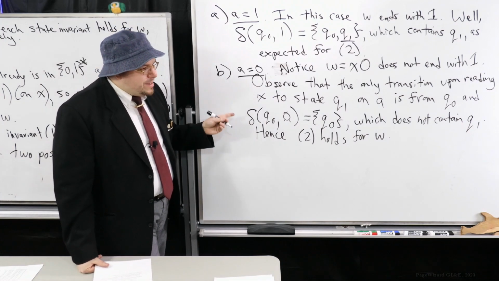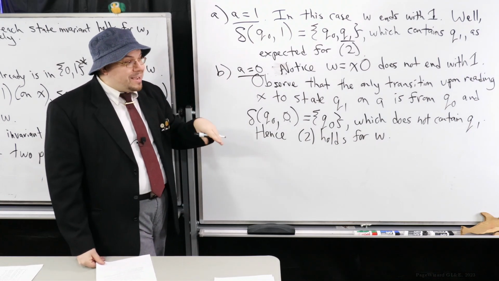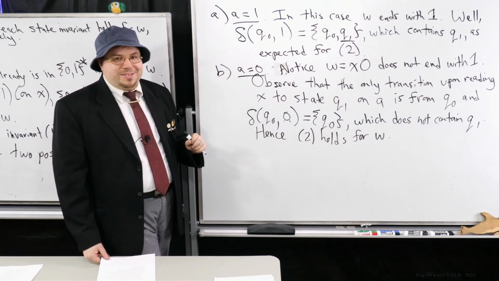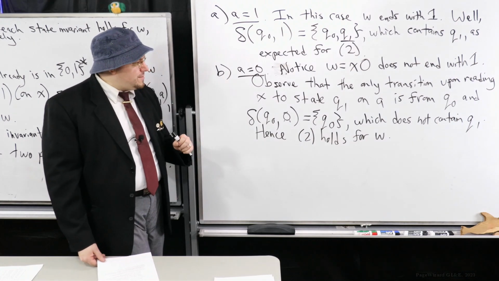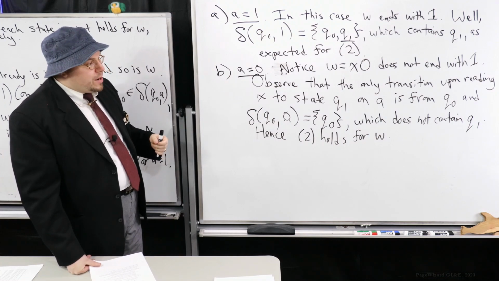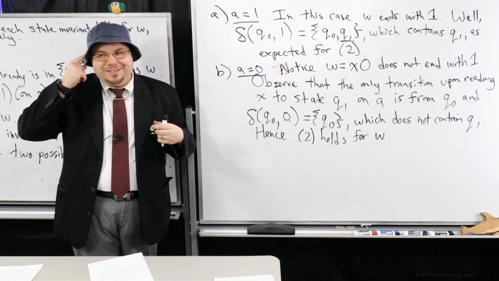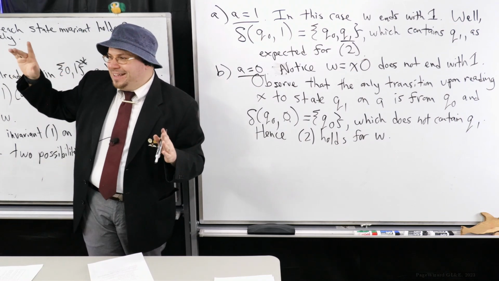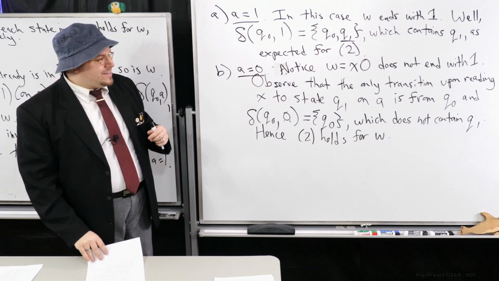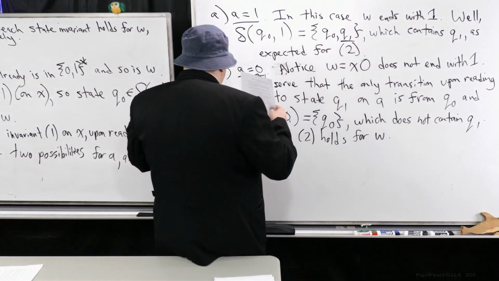So remember, the goal in this case was to establish, notice it doesn't end with a 1, so it has to be the case that Q1 is not among the set of states. Here we established it's not a part of the set of states. And the way we knew this is because the only transition upon reading X to state Q1 had to have come from Q0. Because remember, I got my Explorer cap on. It means I know where I'm going. It means that I can't be coming from Q2, and I can't be in Q1. It's only Q0. So that leaves us with one last case.